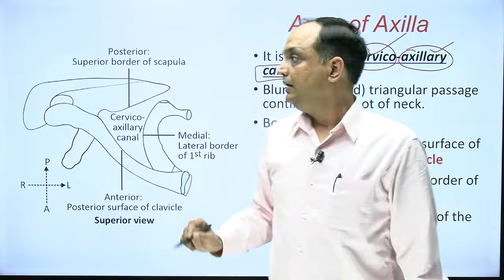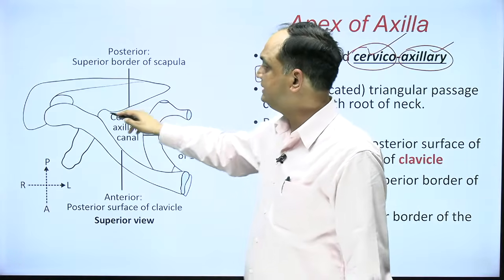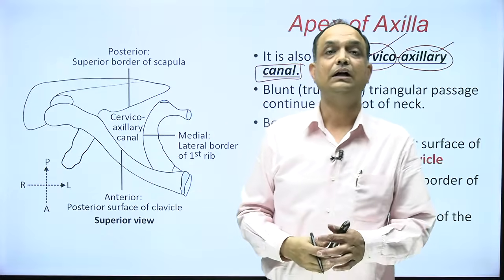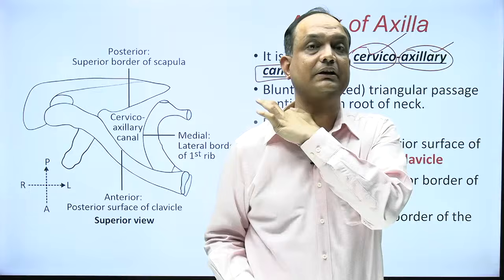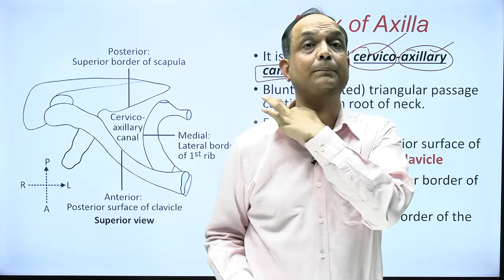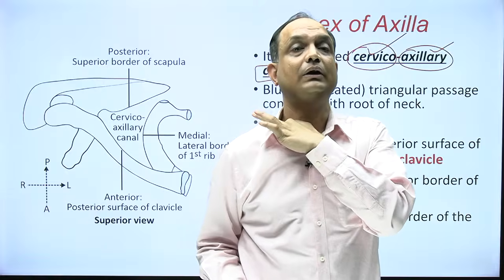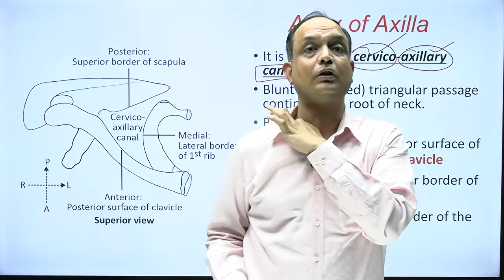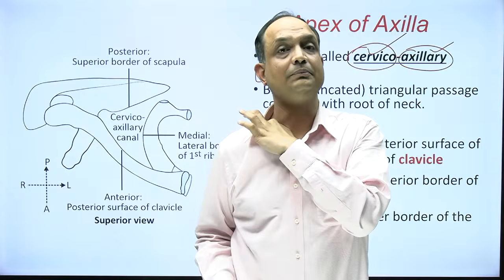Clear? Now here you can see that this is your upper part, or you can say this is the apex of axilla. Now if you keep your finger behind the clavicle, you are able to feel a depression, or you can feel the posterior border of the clavicle. Why? Because this part of the clavicle is subcutaneous.